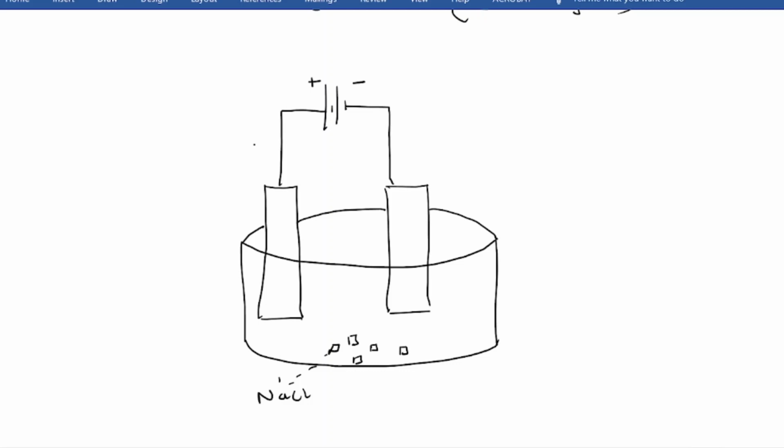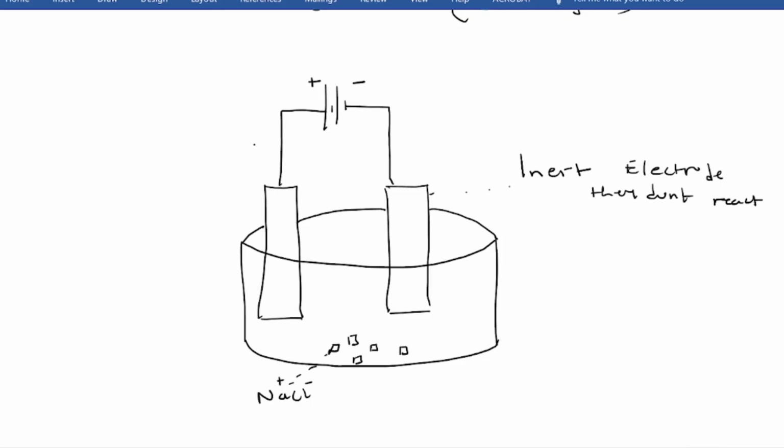But we know that they've combined in an ionic way, where sodium is positive and chlorine is negative. These electrodes that are here are called inert electrodes, meaning that they don't react. They only allow the electrons to pass through, but they're not part of the reaction.